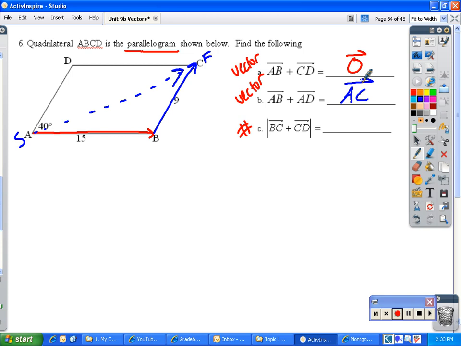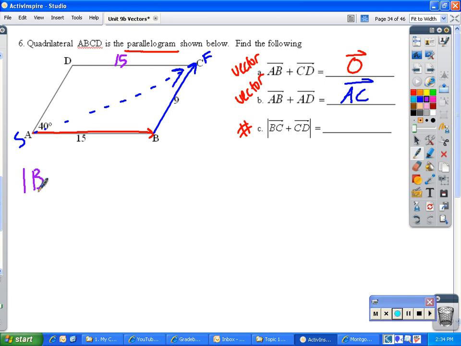All right, moving on, last but not least, our last problem tells us to take BC and CD and add them together. And then, only then afterwards, are we going to take the magnitude of our answer. A lot of people would just say that's 9 plus 15 because BC is 9 and CD is 15 and 9 plus 15 is just 24. That is the answer to this question.